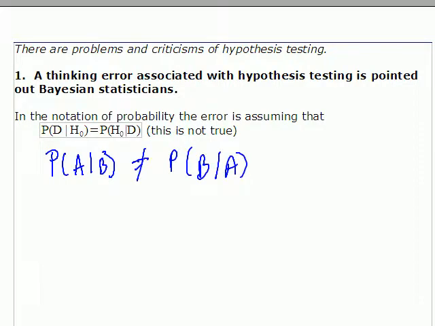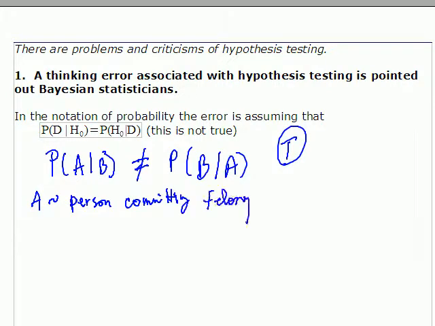And the fact that the equal sign is crossed off makes this statement true. And let's say event A is associated with a person committing a felony. And B is a person is seen in jail. Okay.